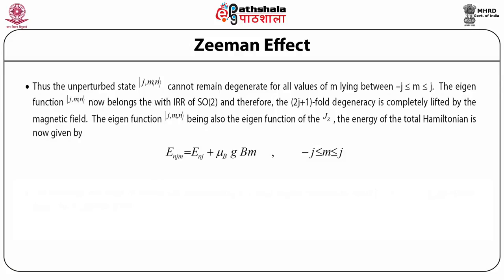The symmetry group of the system is thus reduced to SO2, which is the subgroup of SO3. Now, SO2 is an abelian group and has only one-dimensional representations. Thus, we can see from the above discussion that the unperturbed state represented by the quantum numbers J, M and N cannot remain degenerate for all values of M lying between minus J to J. The eigenfunction JMN now belongs to an irreducible representation of SO2, and therefore the 2J plus 1 fold degeneracy is completely lifted by the magnetic field.